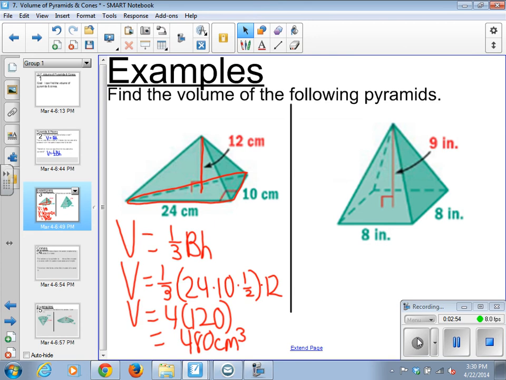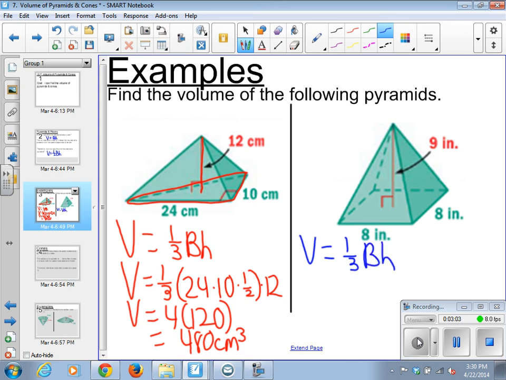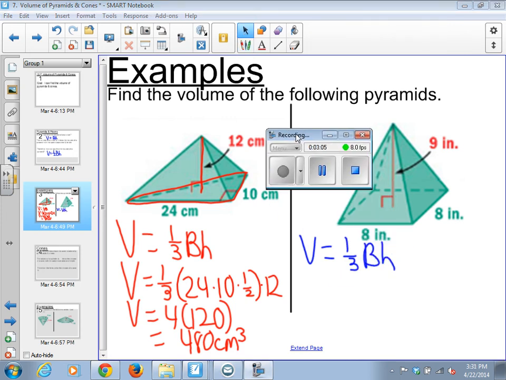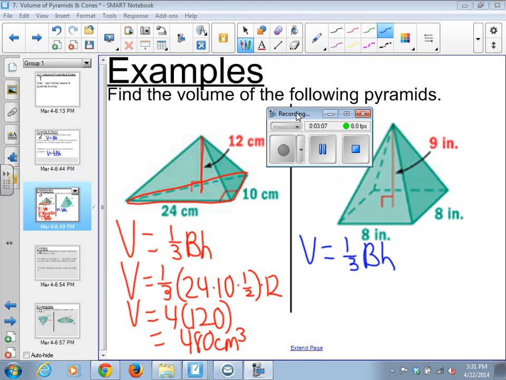Now, we've got this pyramid. It's a square pyramid, so the formula is the same. Volume equals 1/3 area of the base times the height. So we sub in what we know. We've got 1/3 is still 1/3. Area of the base is 8 times 8. Height is 9.